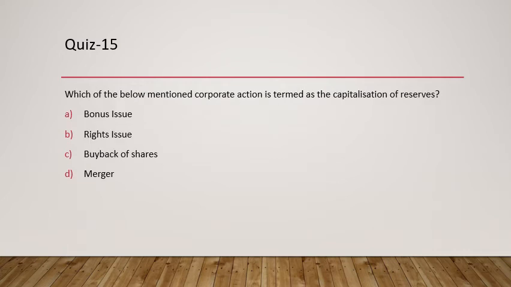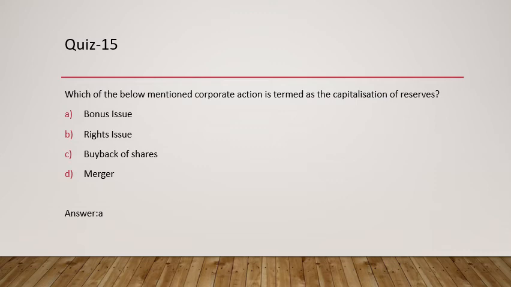Now, which of the below mentioned corporate action is termed as capitalization of reserve? So basically, company is capitalizing its reserve and converting it into capital. So reserve getting converted into capital, that happens through bonus issue. So the answer would be A here. Capitalization of reserves basically means that you're moving a part of your capital into equity shares and releasing or issuing equity shares in lieu of that.